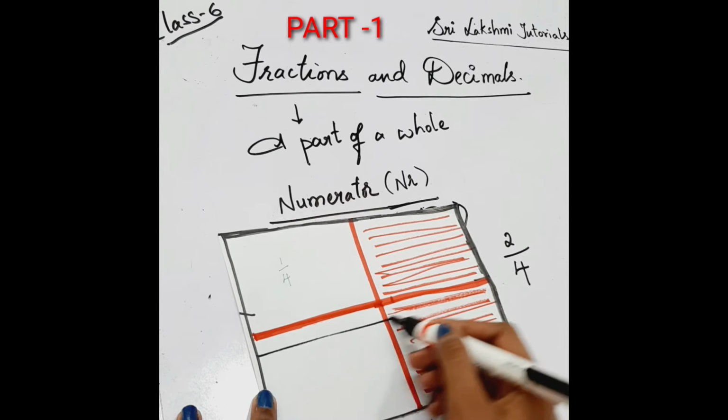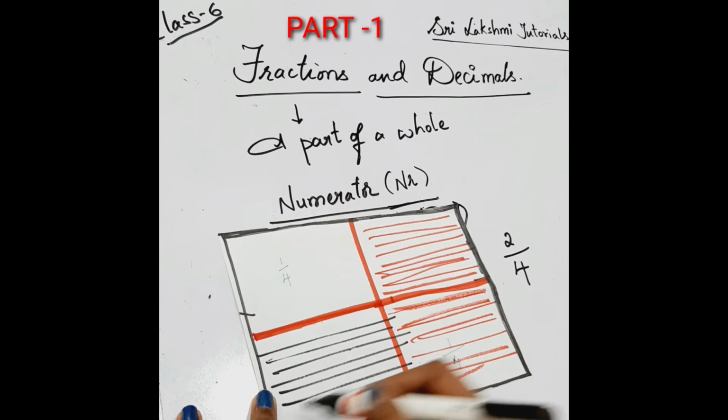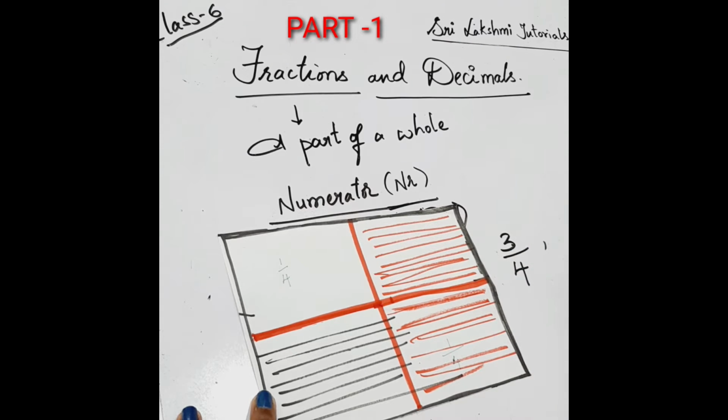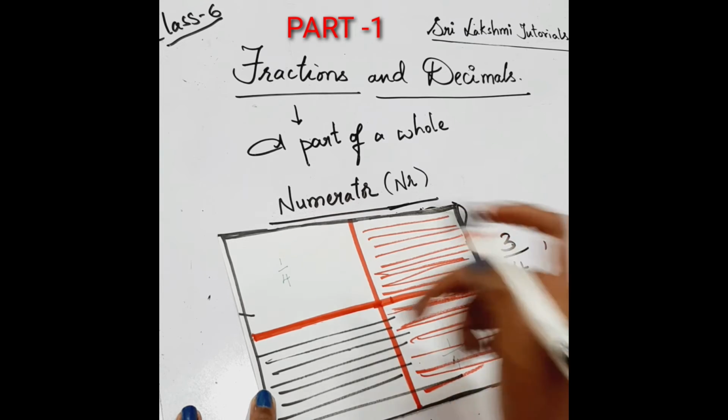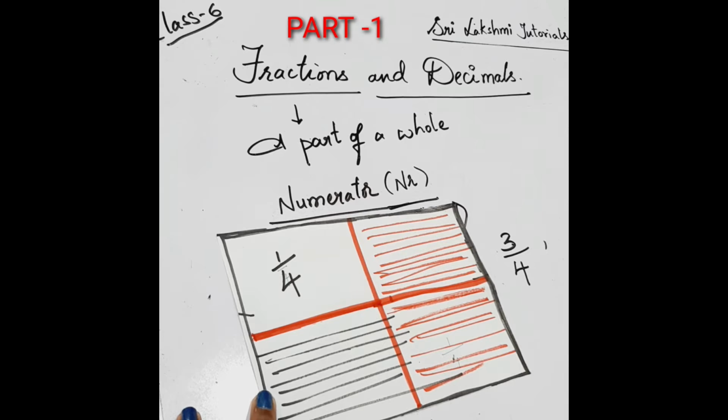Now next I am shading one more part. So what is the total fraction of the shaded region? The first one was 2 by 4, now next is 3 by 4. 3 parts out of 4 are shaded, and 1 by 4th part is not shaded.